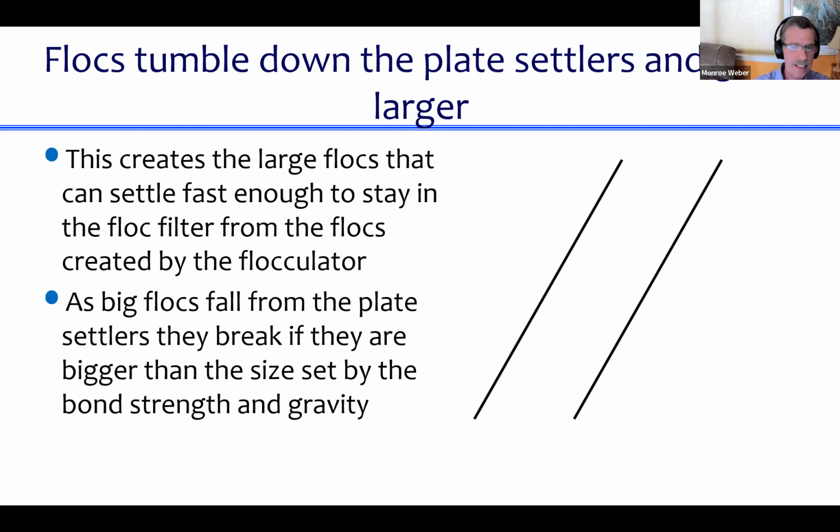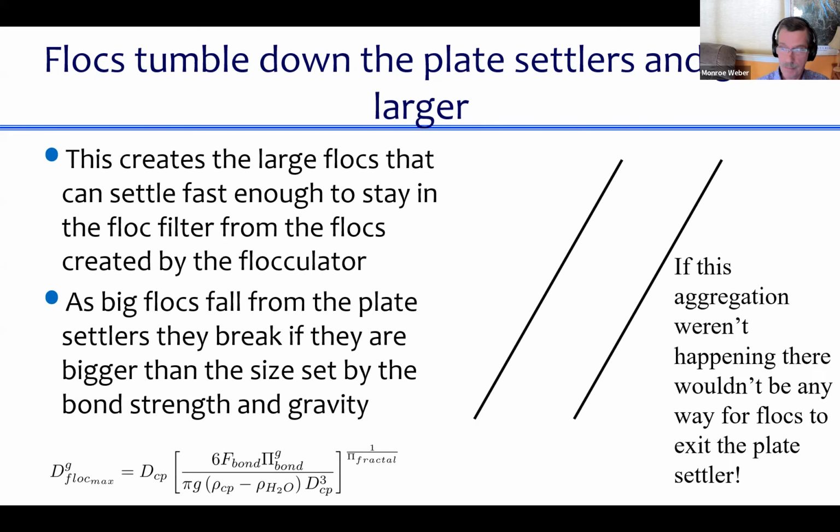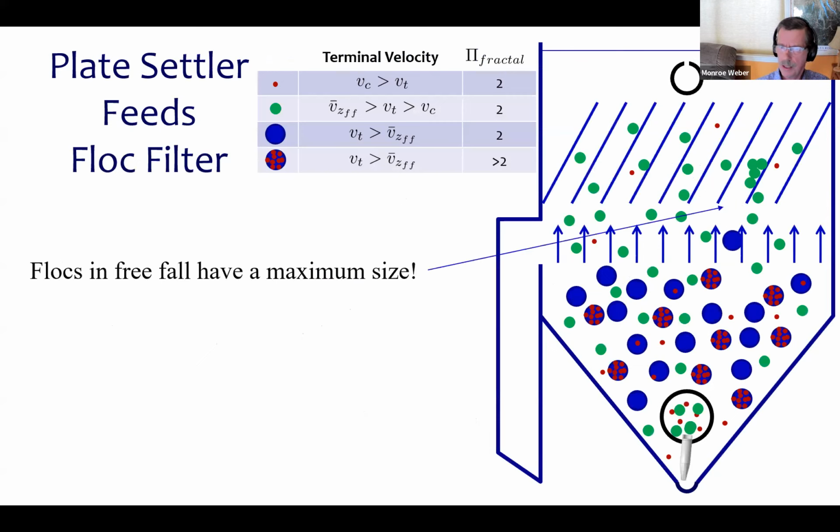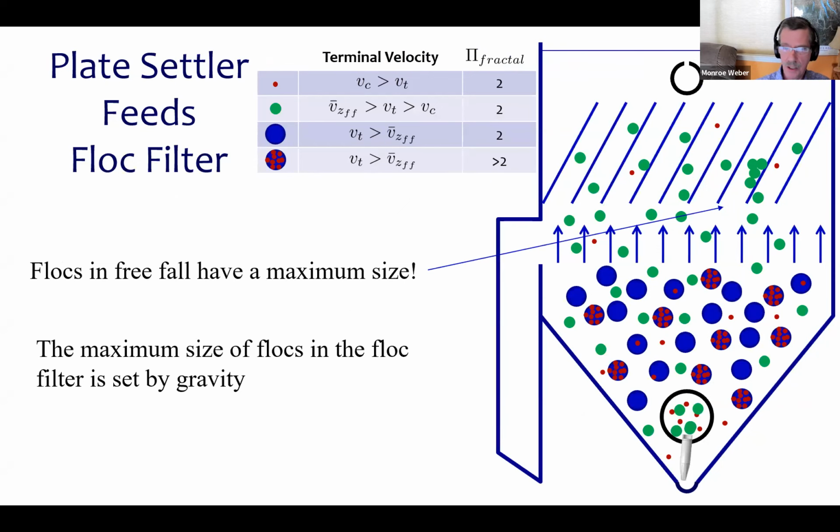Okay, and then there's this next point. As the big flocks fall from the plate settlers, they break if they're bigger than the size set by how strong they are, their bond strength, and gravity. So that's the next piece. There's a messy equation that you didn't want to see, but just to say you can do the physics and come up with an equation that describes the maximum size that a flock can grow to. So the next one is that these flocks have a maximum size. Let's look at that.